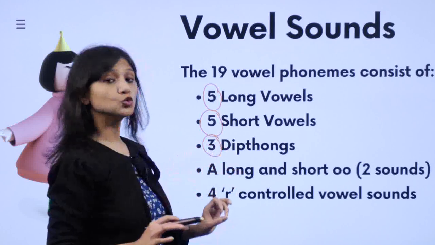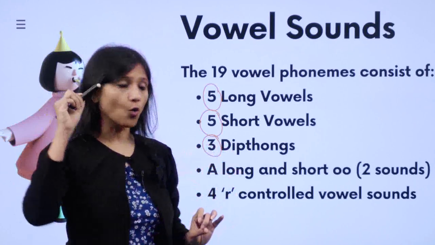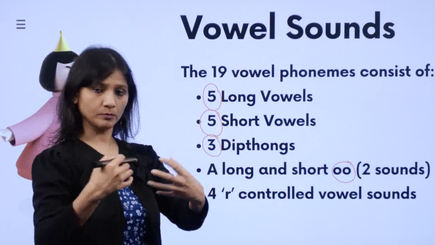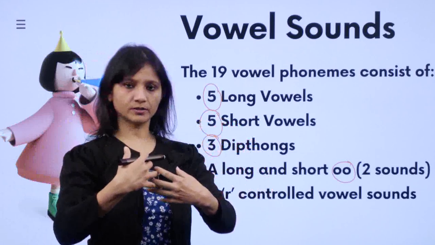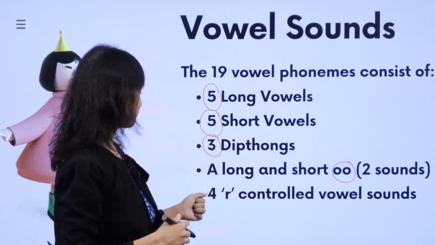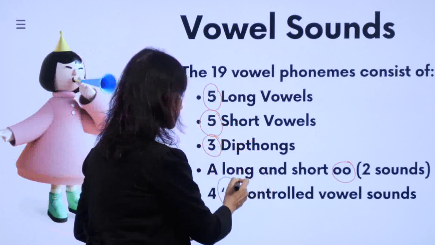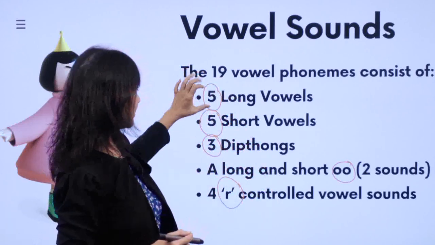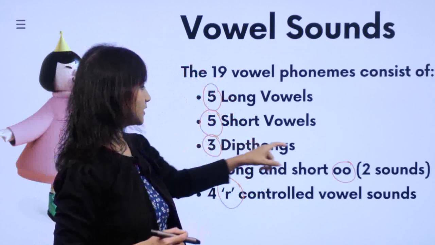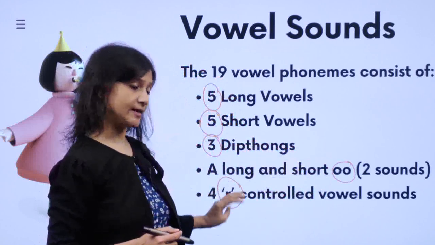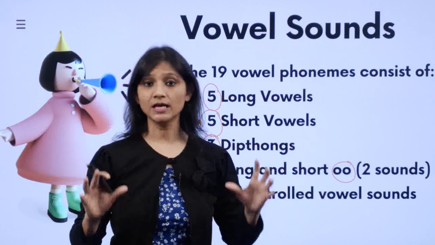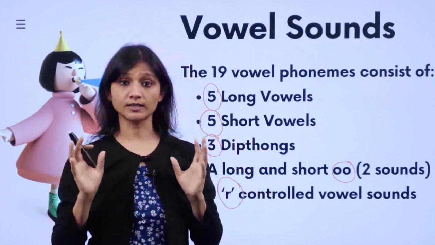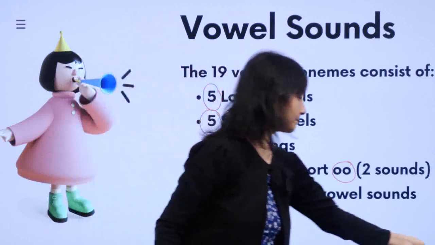A long and short oo sound, okay? There are 2 sounds of double O. One O comes together with another O and they make a different sound. Then 4 R vowel sounds, so you know R. When you put all these together, 5 plus 5, 10, 3, 13, 14, 15, 16, 17, 18, 19. So, these total produce 19 sounds. Only these 5 vowels, they produce 19 kinds of sounds. Let's look at each of these things.